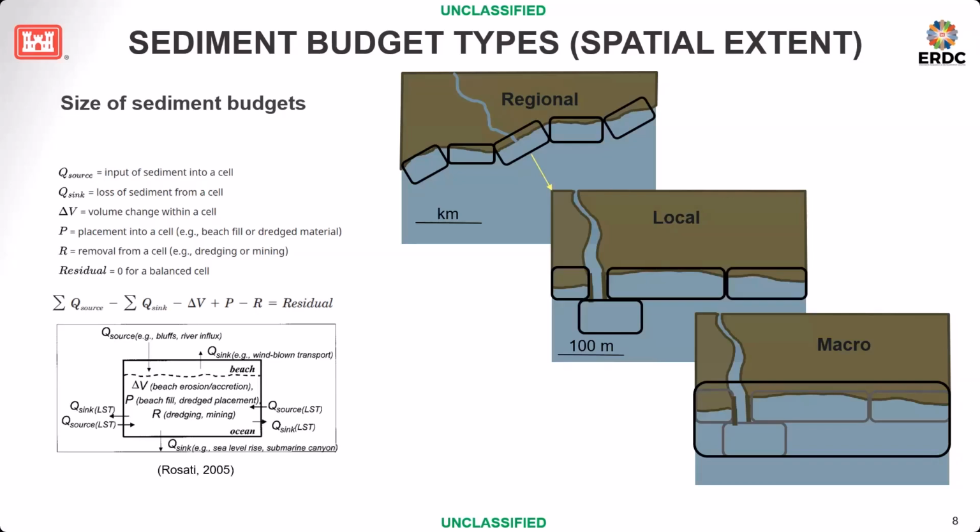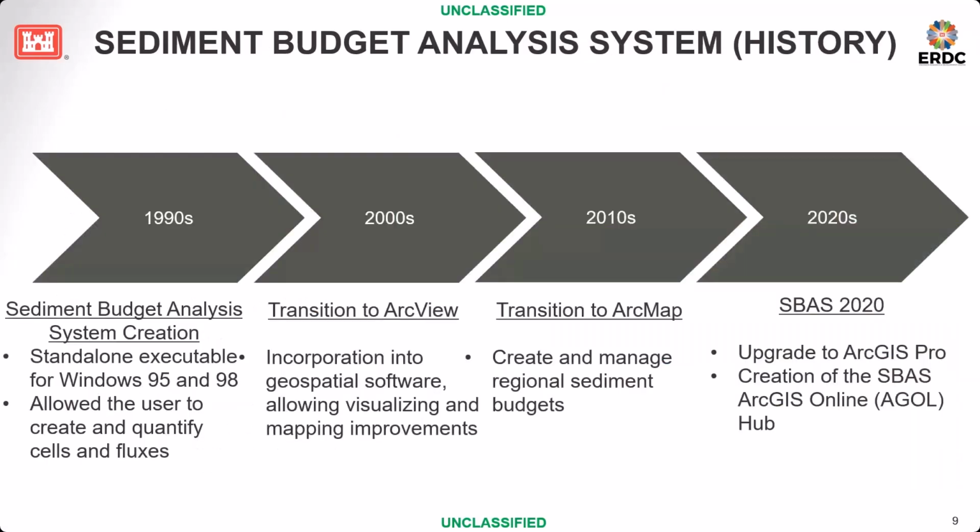And then the macro is just where we can kind of clump some of those areas together into like one cell. It's kind of the mix between the local and the regional, especially if you've made the local and you're trying to develop a regional budget. You have a lot of smaller cells. You might pull some of those together a little bit to incorporate them.